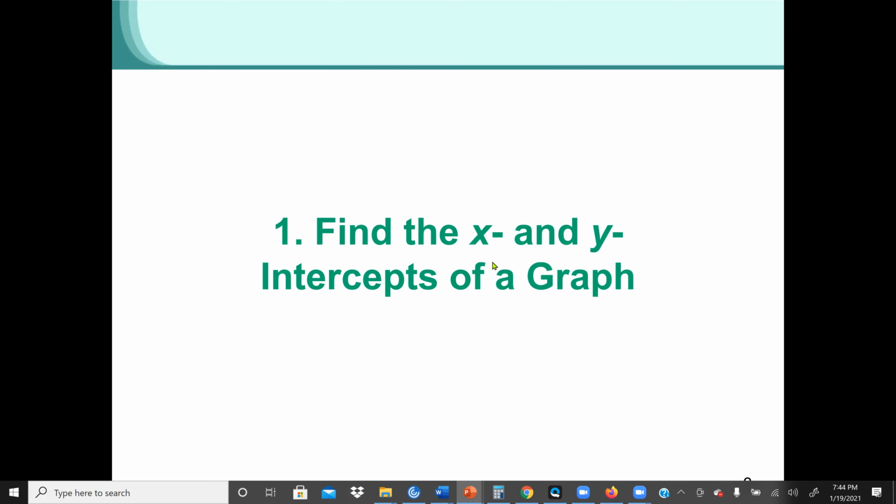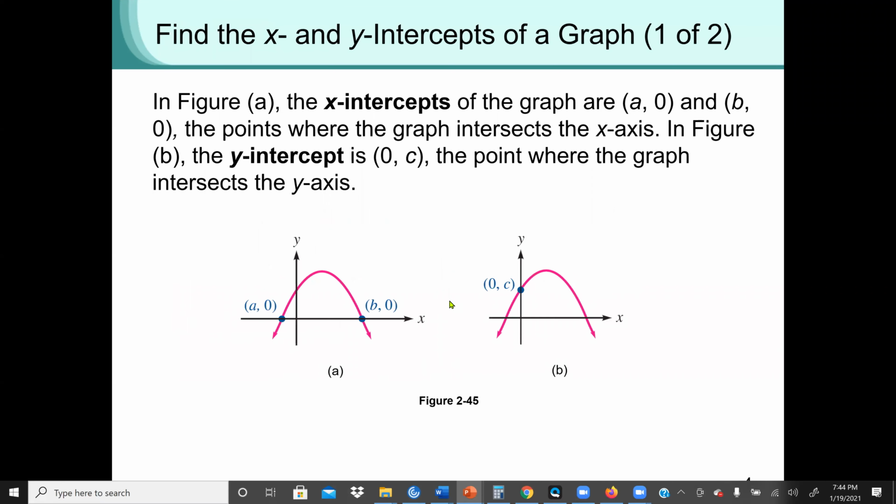So first, we're going to learn how to find x and y intercept of a graph. As we said earlier, x-intercept means when y equals 0, and y-intercept means when x equals 0. So this graph doesn't have to be linear. It can be either linear or non-linear. Here we can see that our first intercept is when x equals 0, the value of y. So that will be again the y-intercept. We also have here b and a. You can see that we have a value of a when y is 0.